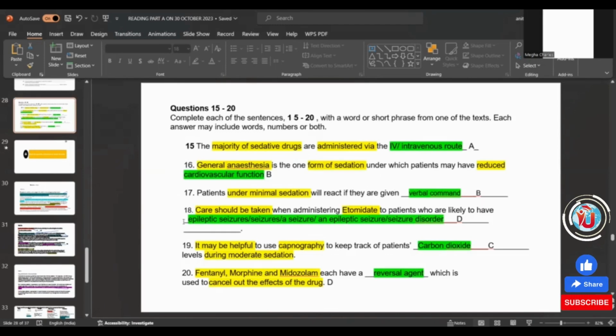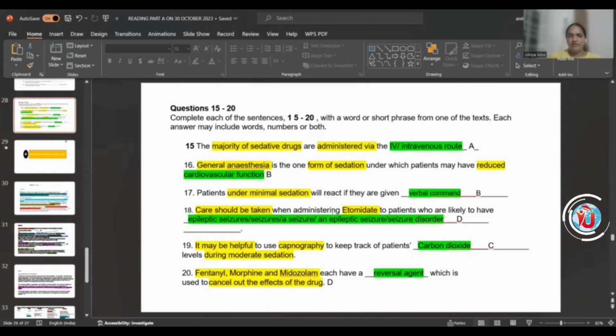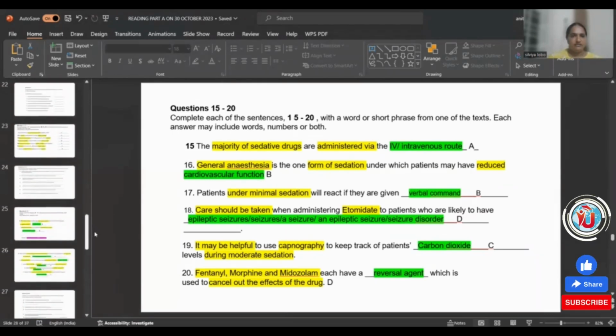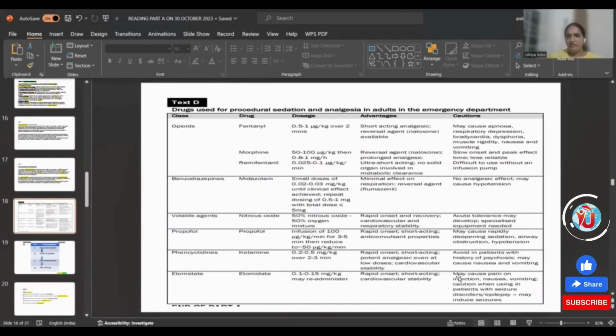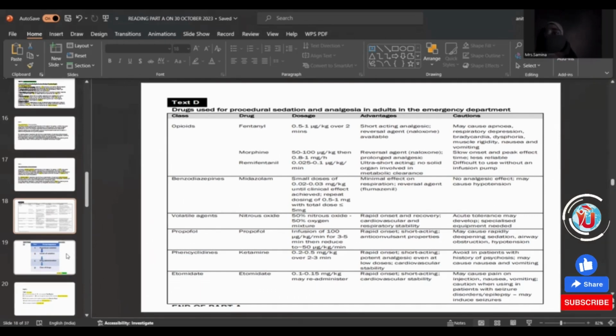The 18th one is, care should be taken when administering etomidate to patients who are likely to have dash. Here, the drug name is there, no? So we can see in classes of drugs. Here it is: caution, may cause pain on injection, nausea, vomiting. Caution when using in patients with seizure disorder, epilepsy. Yes, okay. So the answer is seizure disorder, or epilepsy.